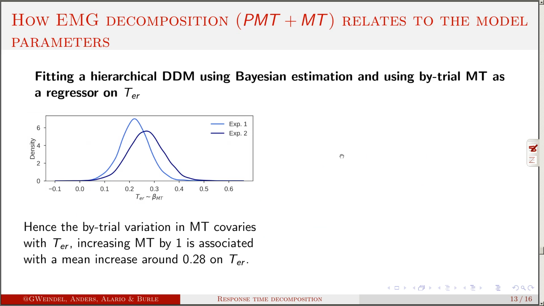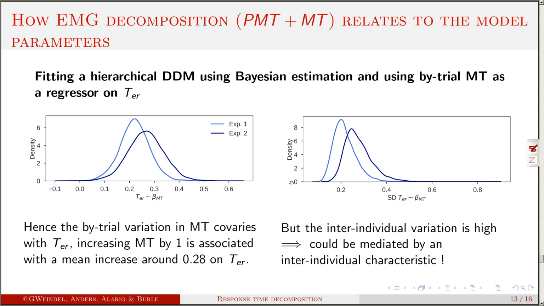Now when we add the bi-trial motor time as a regressor on non-decision time, we see that the posterior distribution in both experiments lies around 0.1 to 0.4, with a mean around 0.28. This suggests that an increment in MT motor time of 1 unit, for example milliseconds, is associated with an increase of 0.28 unit on non-decision time. So this first suggests that we have a link, rather weak but still important, between motor time and non-decision time.